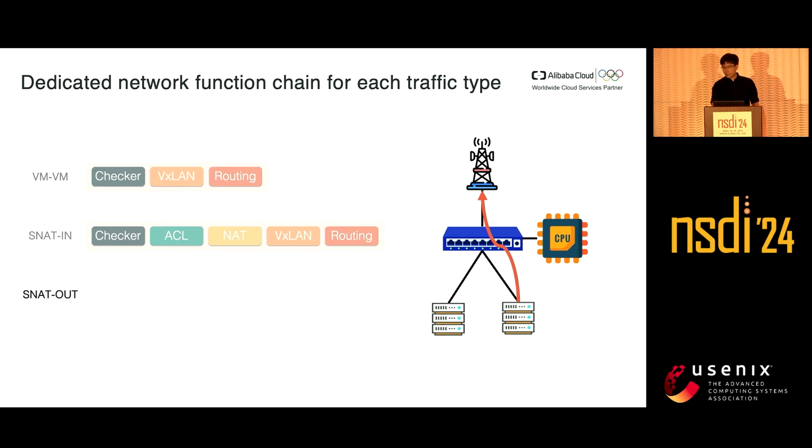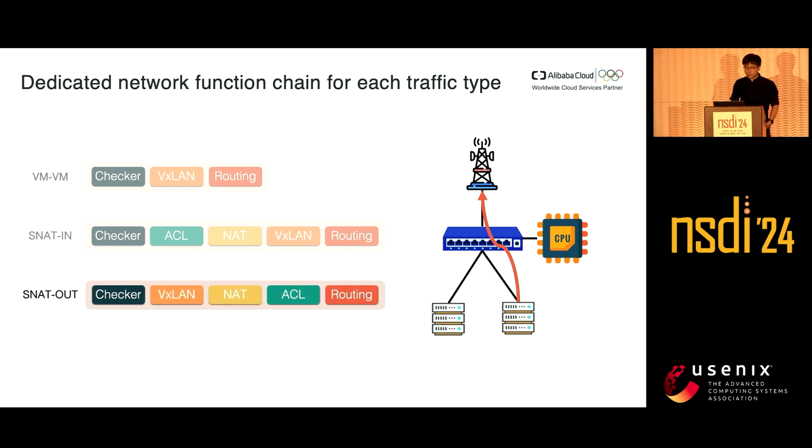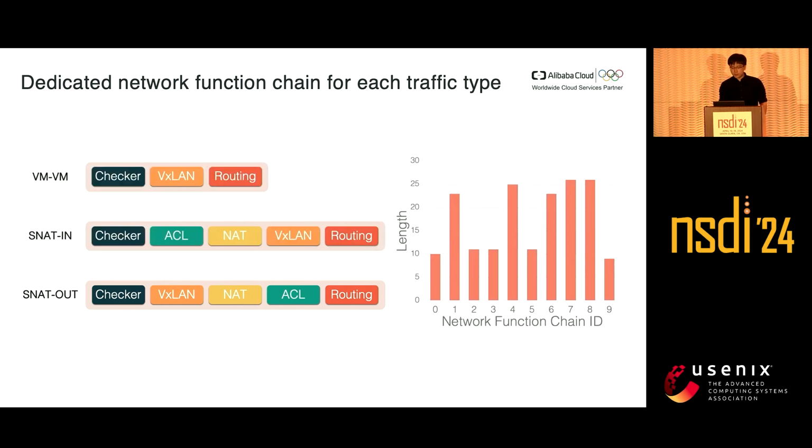When the packet wants to go out, because the inside server also has to reply to the outside, we call that traffic SNAT out. It visits similar functions, but in a different order. Because the packet belongs to the intranet, we first visit VXLAN, then do the NAT, and then do the ACL to go out. So in this really, really simple example, it requires 3 network function chains. And in reality, we have 10 such network function chains deployed on a single gateway.